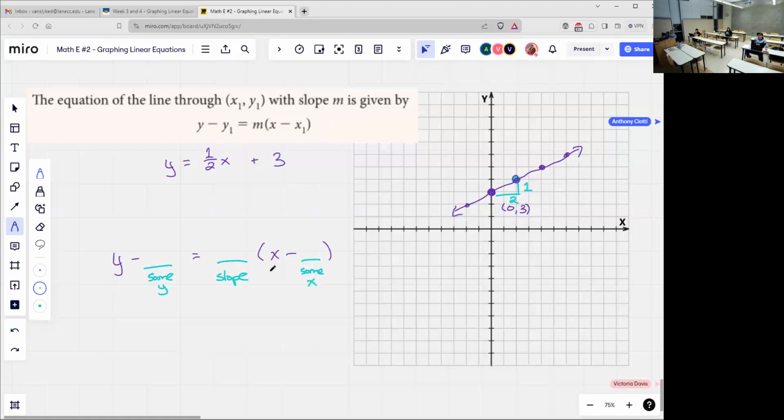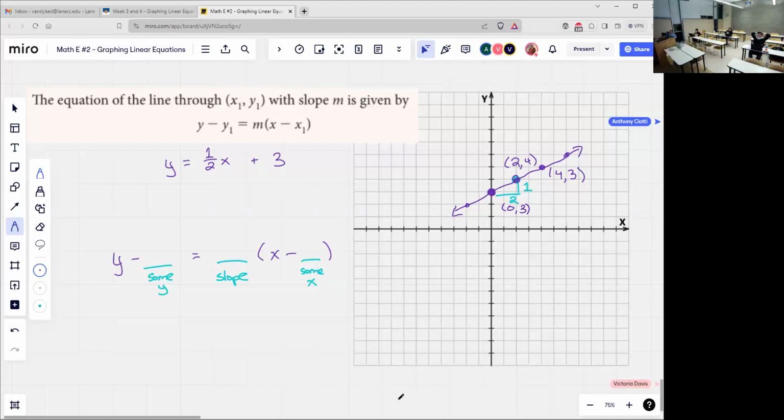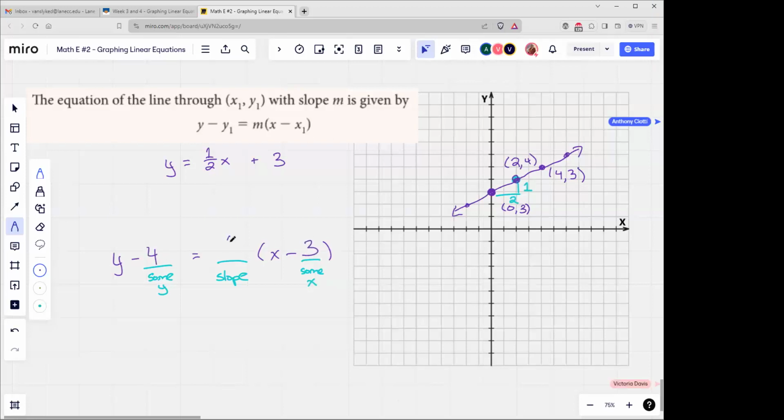So which point do we want? Well, we have 0, 3. We also could have a point that's 2, 4. We also could have a point that's 4, 3. Which of those points should we pick? 4, 3, yeah, they're all fine. It doesn't matter which one you pick. So I'll put the 0 here, the 3 here, and what was my slope? 1/2.